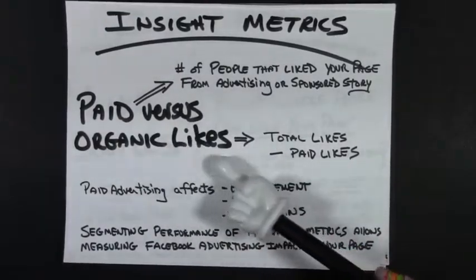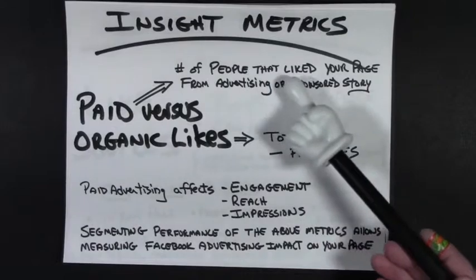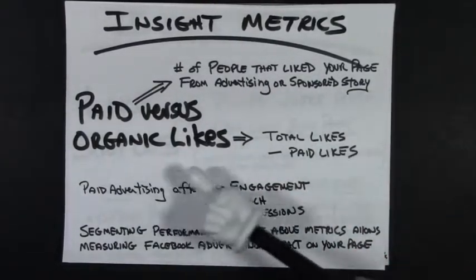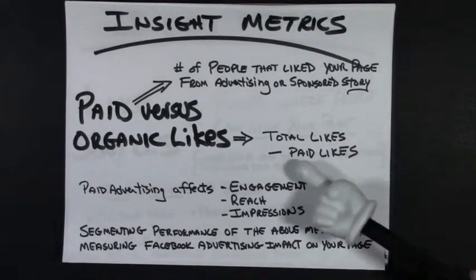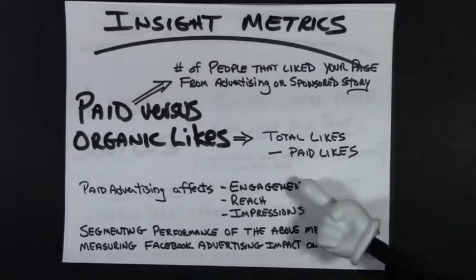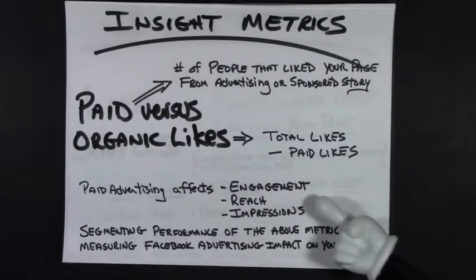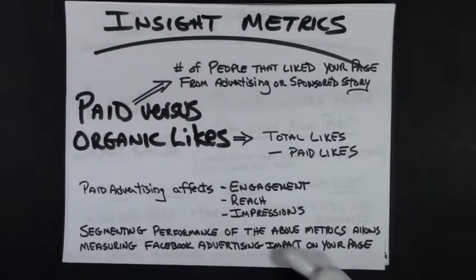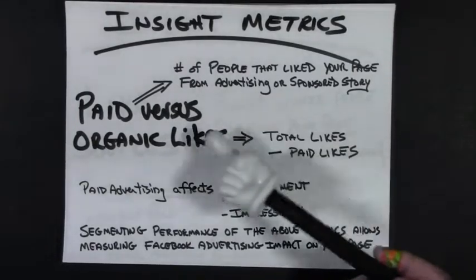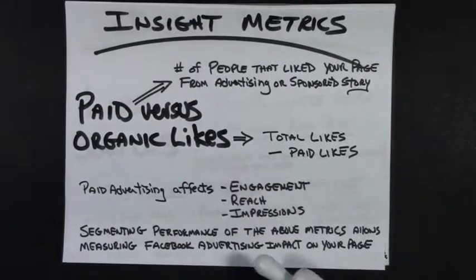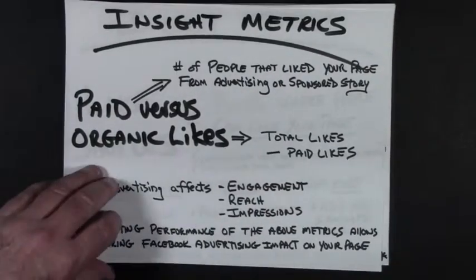Paid versus organic likes. Paid likes are the number of people that liked your page from an advertising or a sponsored story. Organic likes are just total likes minus paid likes. Paid advertising affects engagement, reach, and impressions, so it's not a bad idea to be doing the paid advertising. Segmenting performance of the above metrics allows measuring Facebook advertising impact on your page. So if you can begin to look at your paid likes, that'll give you an idea of how effective your advertising is.